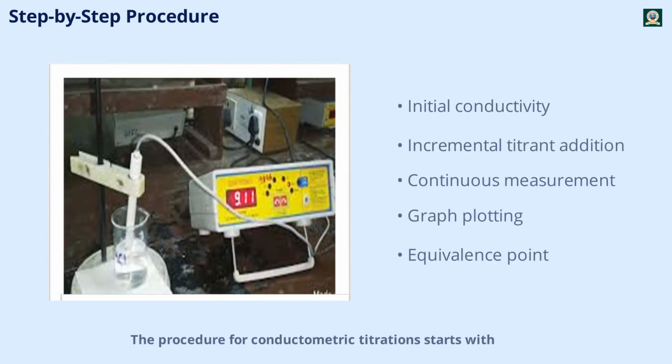The procedure for conductometric titrations starts with measuring the initial conductivity of the solution. The titrant is then added in small increments, with conductivity measured after each addition. This process continues until the reaction is complete. The data collected is used to plot a graph of conductivity versus the volume of titrant added. The intersection point of the two lines on the graph indicates the equivalence point, which is the goal of the titration.